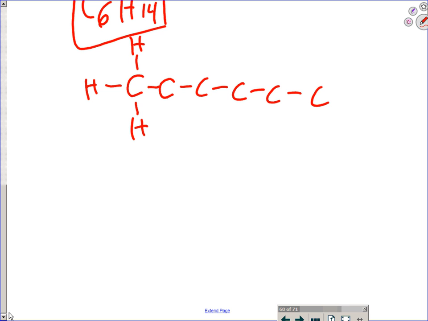Aiden, are you done? Tell me how many hydrogens are present on your structure. 14. How could you verify you're correct? There were 14 hydrogens in the fourth one. Good. So there should be 6 carbons and 14 hydrogens.